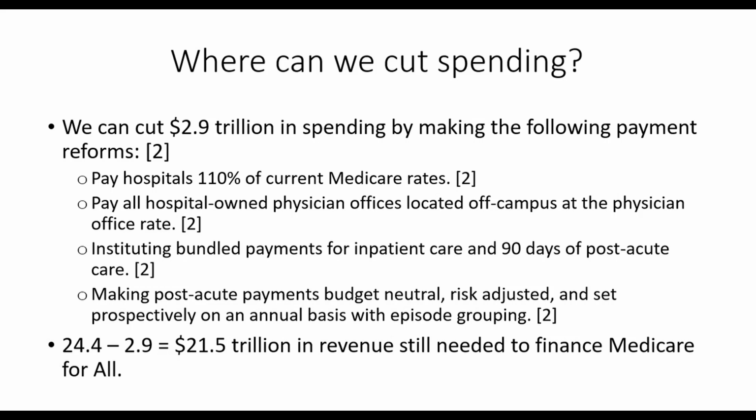But the larger hospitals, the more medium-sized ones, will be stuck with the 110% current Medicare rates. And I mean, the hospitals already make a ton of money. I know some of their nurses are underpaid, but the hospitals just make a ridiculous amount of money. So we need to control costs there somehow. But that reduces $2.9 trillion and gives us $21.5 trillion left that we need. Let's go to the next slide.